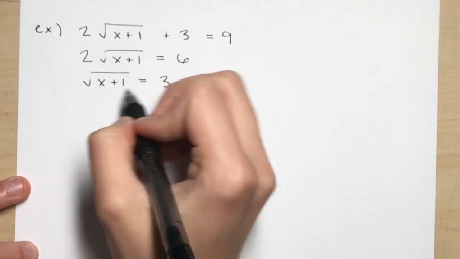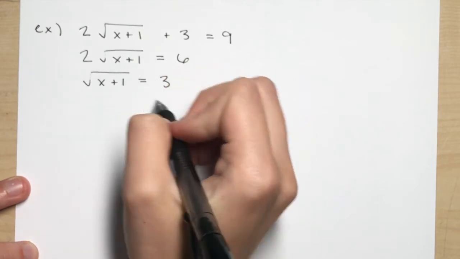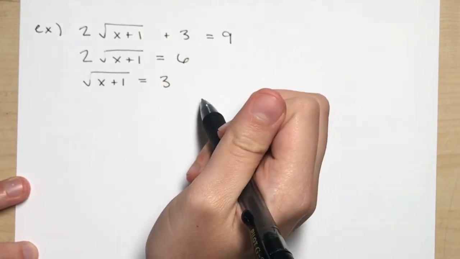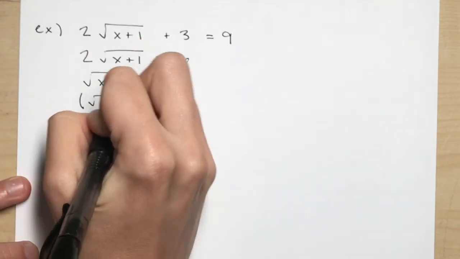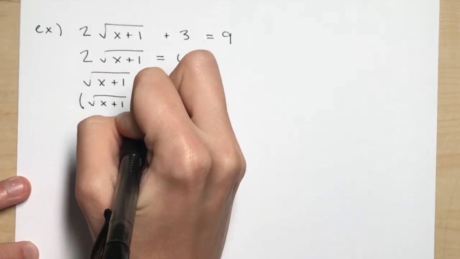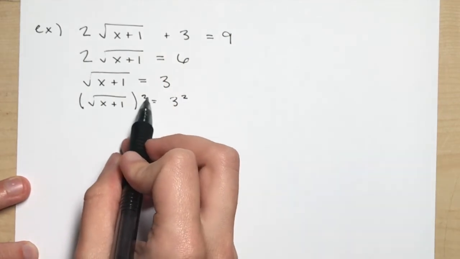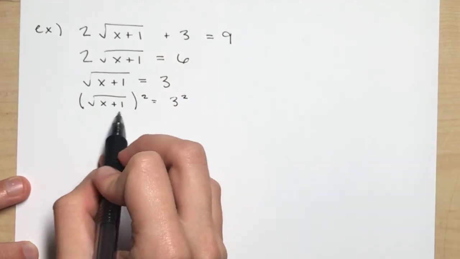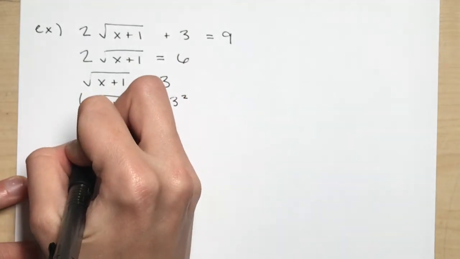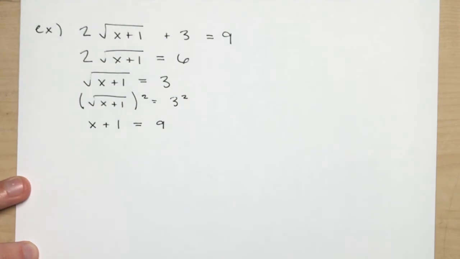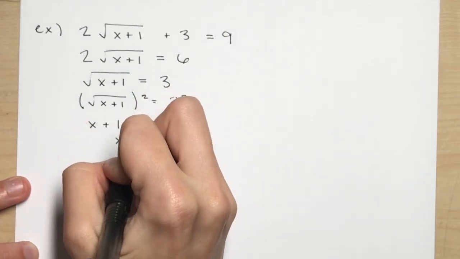So we want to raise each side to the same power that will get rid of the radical. So if we have a square root, that's a squared. So we square both sides. If I have a square root of x plus 1 squared, that's just going to leave me with x plus 1, right? And this is going to be equal to 9, which gives me x equals 8.